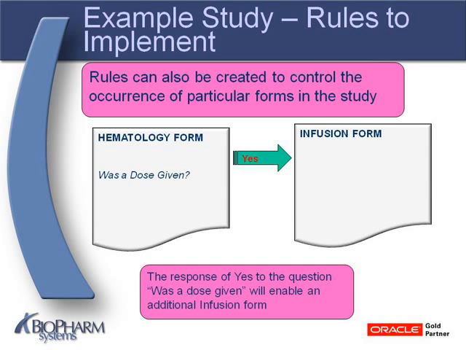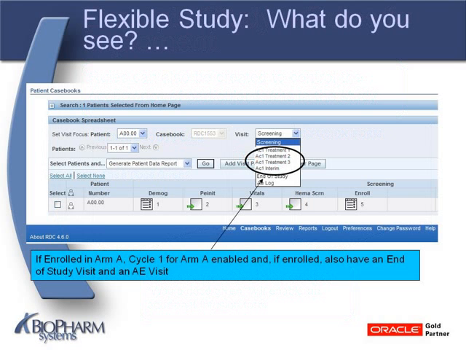Now, what do we actually see in RDC on-site for these examples I've just given you? Here's the example. If this patient is enrolled in Arm A, our cycle 1 for Arm A is going to be enabled. And we also, because we have demography information, are enabled with the end of study visit and the log visits.